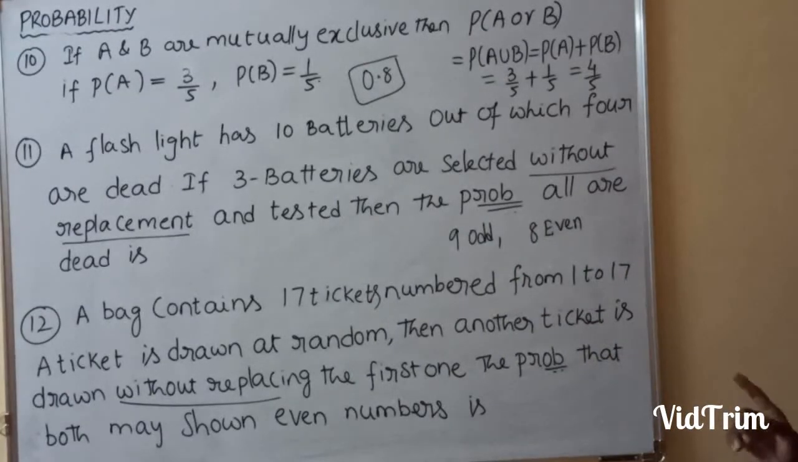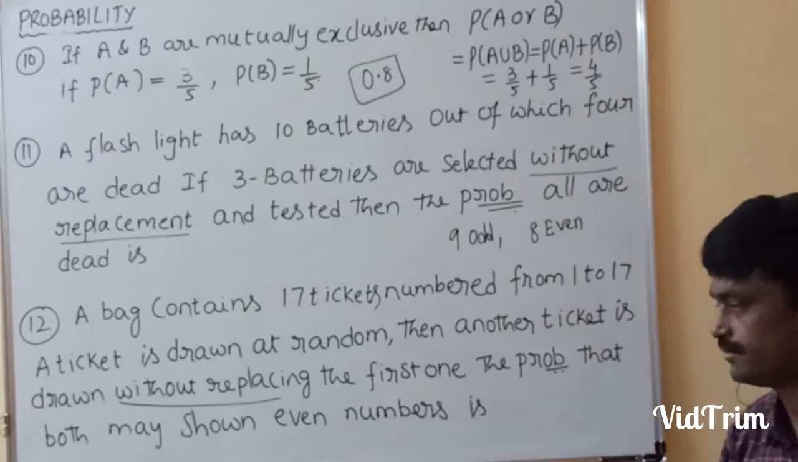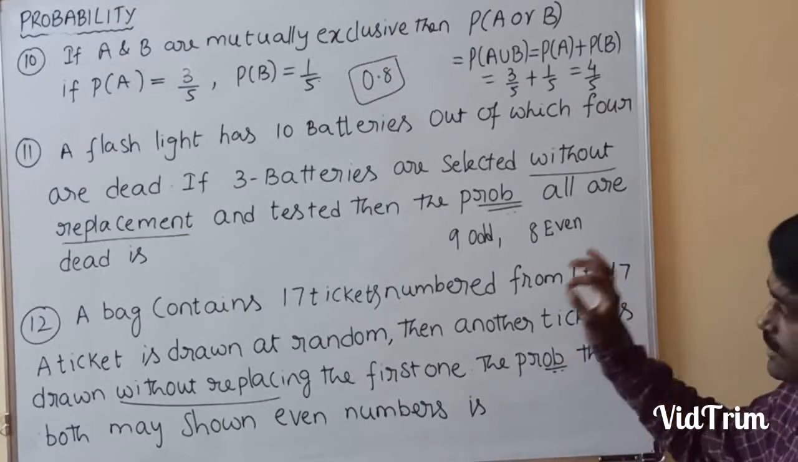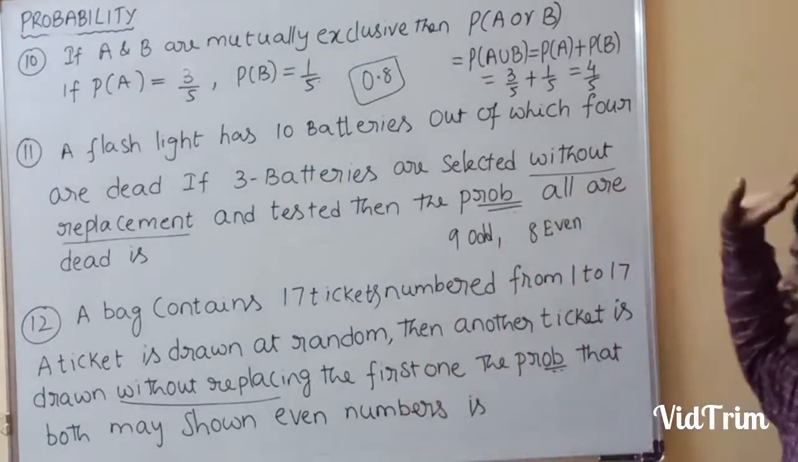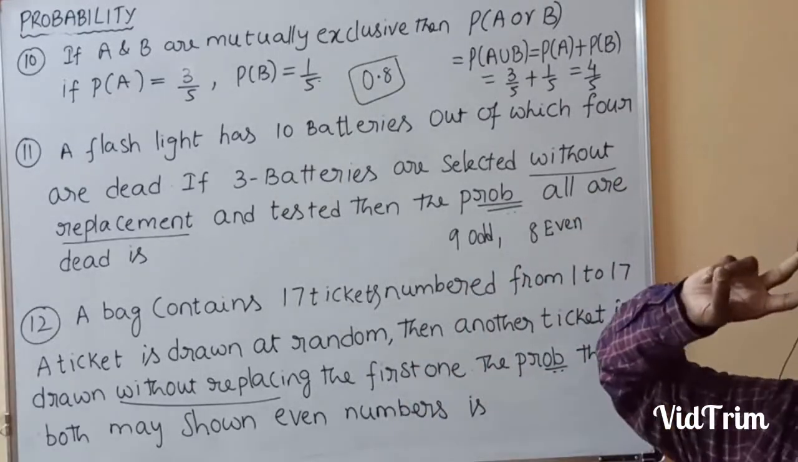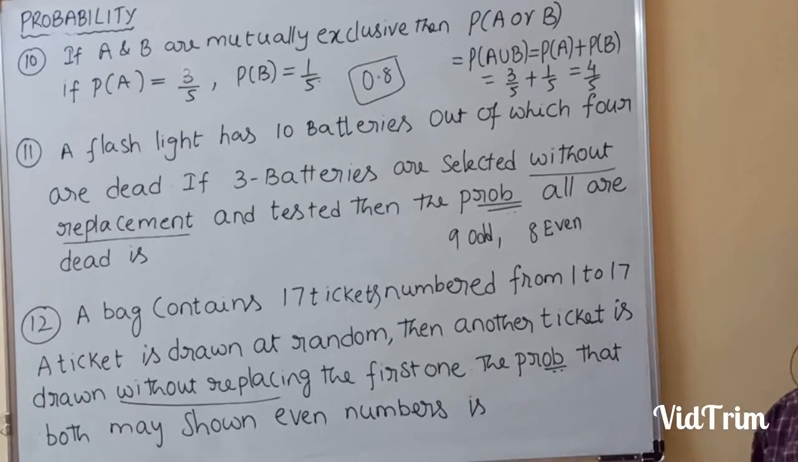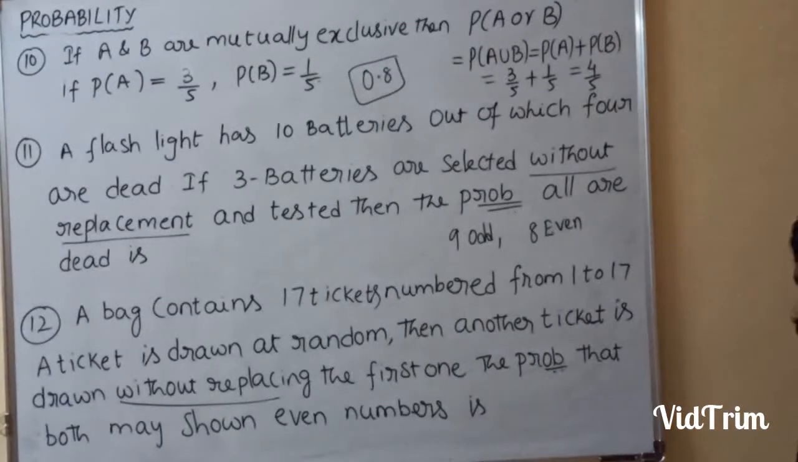A ticket is drawn. First we have taken one ticket, okay. And without replacing that first ticket, we have drawn one more ticket. That means how many tickets we have drawn? Total 2 tickets without replacement. Then the probability that both are showing even numbers.